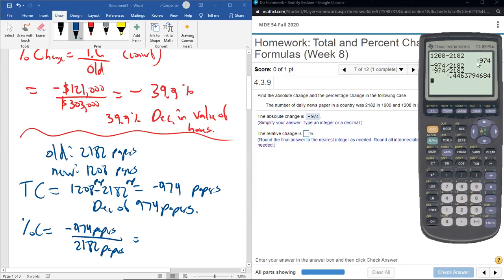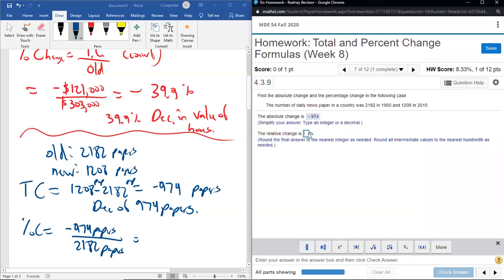So there's the answer as a decimal, negative 0.44, blah, blah, blah. If you round this to negative 0.4, this is going to be wrong because this is a decimal, not a percent. Move the decimal right twice or multiply by 100, however you like. And there's the answer as a percent. We're going to cut it off at the tenths, so negative 44.6%.